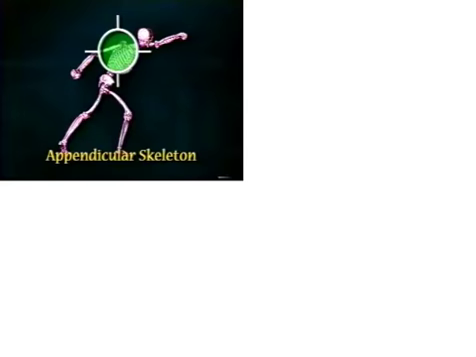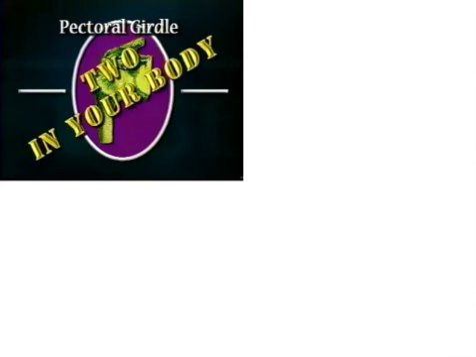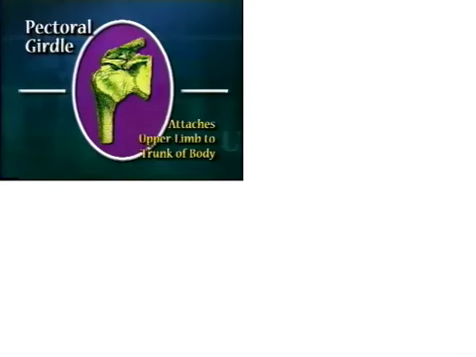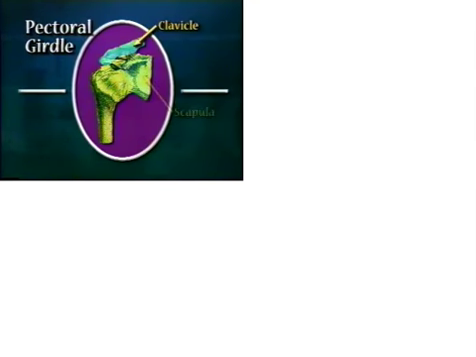Region 1, upper limbs. One of the many important bones contained in the appendicular skeleton is the pectoral girdle. The pectoral girdle is also called the shoulder girdle. So remember, even though we're only describing one pectoral girdle, there are 2 in your body because you have 2 shoulders. The pectoral girdle attaches the upper limb to the trunk of the body and also anchors muscles that move the limb. Each girdle is made up of 2 bones, the clavicle and the scapula.